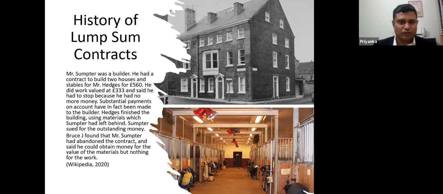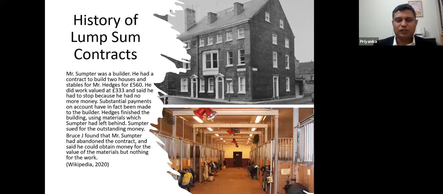That means there was a lump sum contract which had been agreed, and as the work progresses, you give some money to the builder. Hedges finished the building using materials which Sumter had left behind, because Sumter did not finish the work. So the basic idea is that Sumter did not fulfill the contractual obligation he had with Hedges. However, Hedges finished the building, maybe using another contractor, using materials which Sumter had left behind. Sumter sued for the outstanding money.